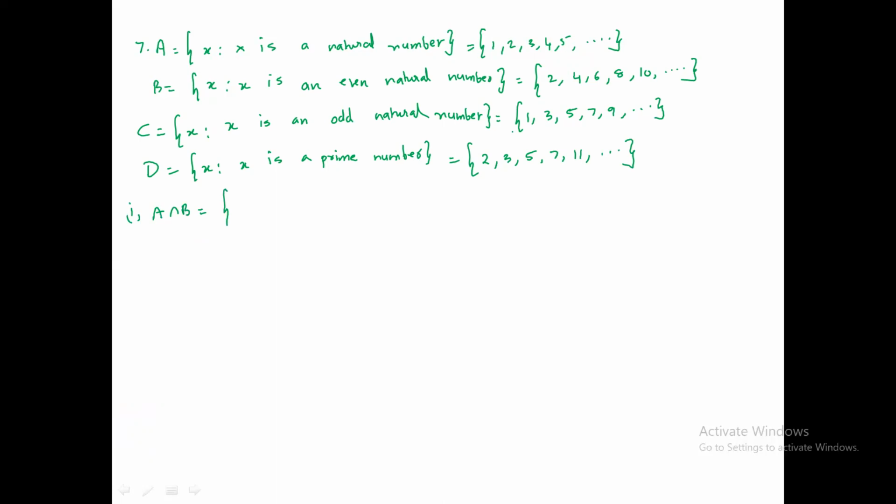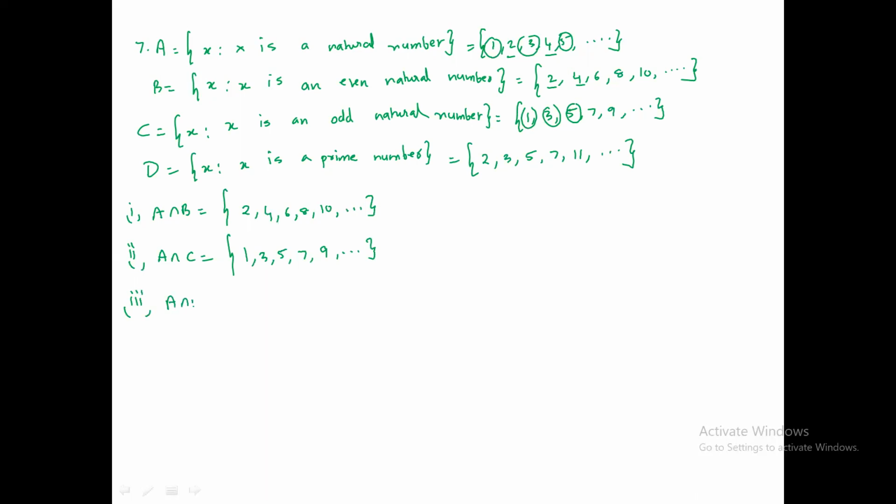So first you have to find A intersection B. Common in A and B: 2 is common, 4 is common. Like that, 2, 4, 6, 8, 10 will be common. Second one, A intersection C. Common in A and C: 1, 3, 5, and so on. 1, 3, 5, 7, 9, and so on.